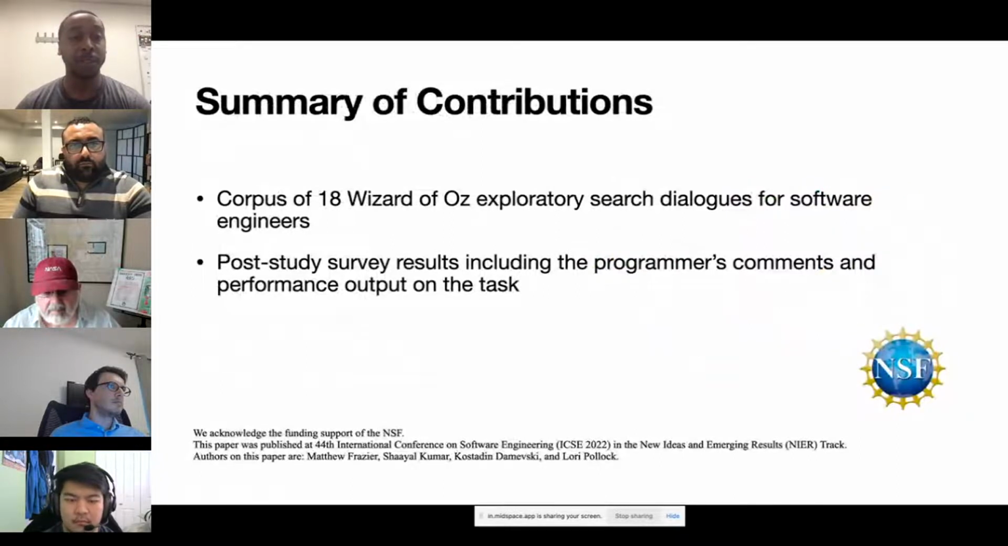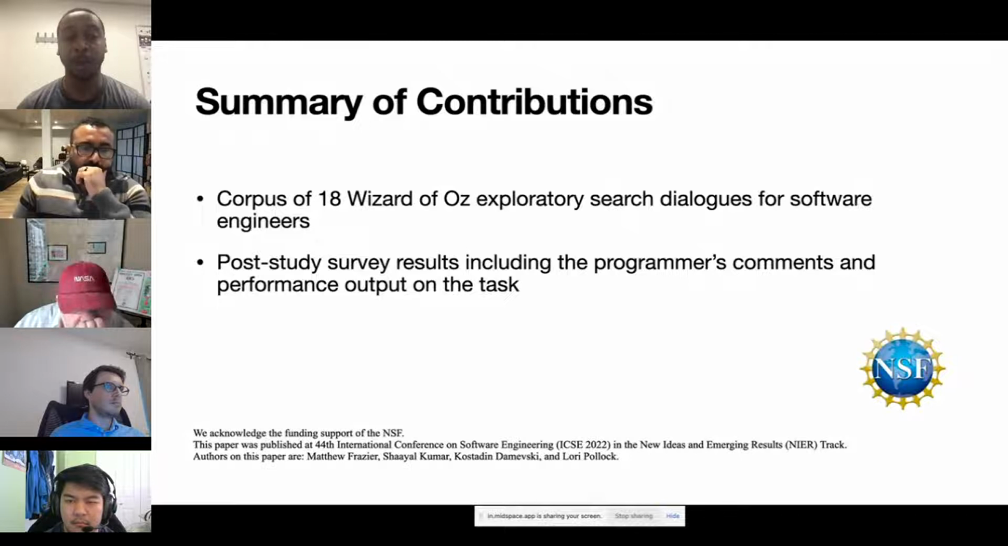Summary of our contributions: we provide a corpus of 18 Wizard of Oz exploratory research dialogues for software engineers, as well as our post-study results, including our programmers' comments and the performance test outputs.